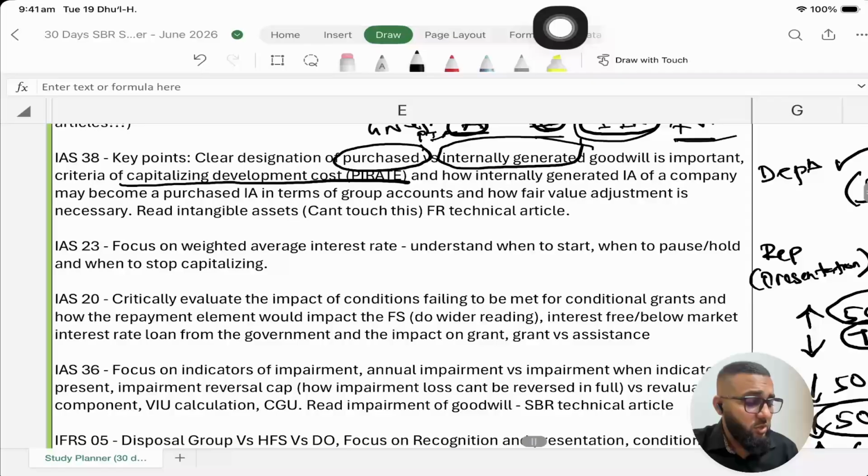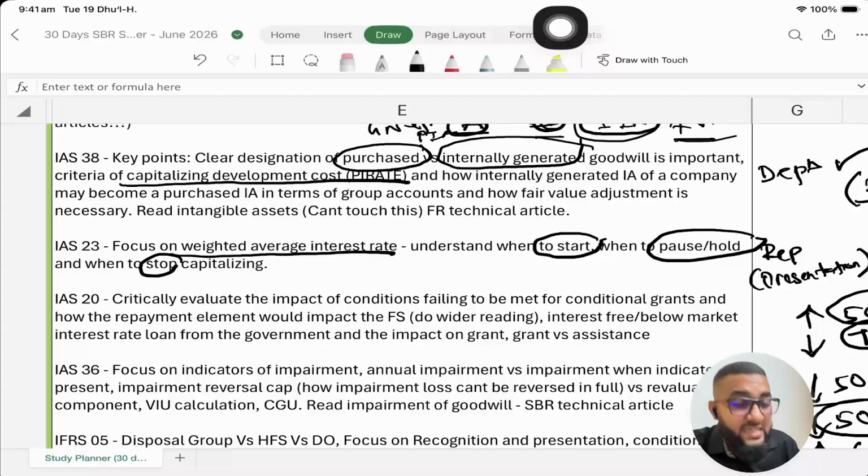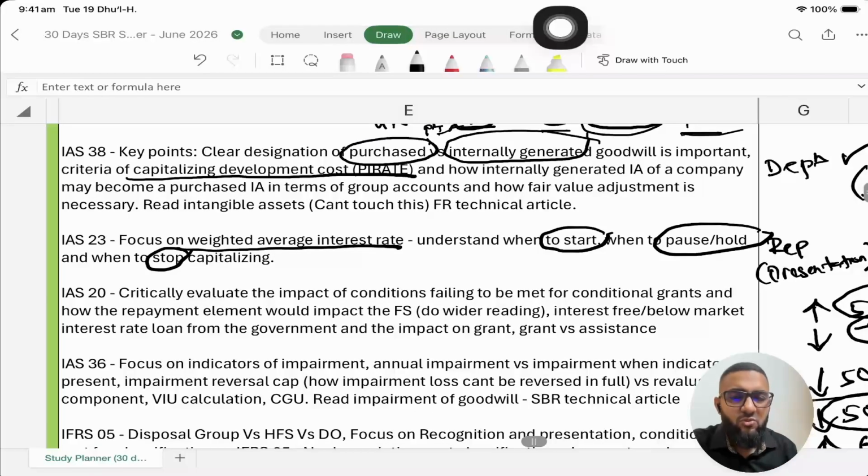Then comes IAS 23. Here you will have to focus on the weighted average interest rate, right? You also need to pay particular attention to when you are going to start, when you are going to pause or hold, and when you are going to stop or cease the capitalization of borrowing costs. Because there's a limit. You can't be recognizing borrowing cost forever. There is a specific period where you can start, a specific period where you cannot continue to capitalize, maybe you'll have to pause it, and then a particular period where you'll have to stop capitalizing. What those periods are, you have to know that as well. These are tips that I'm giving you in order for you to rethink, reevaluate, go back and look at the tutorials.